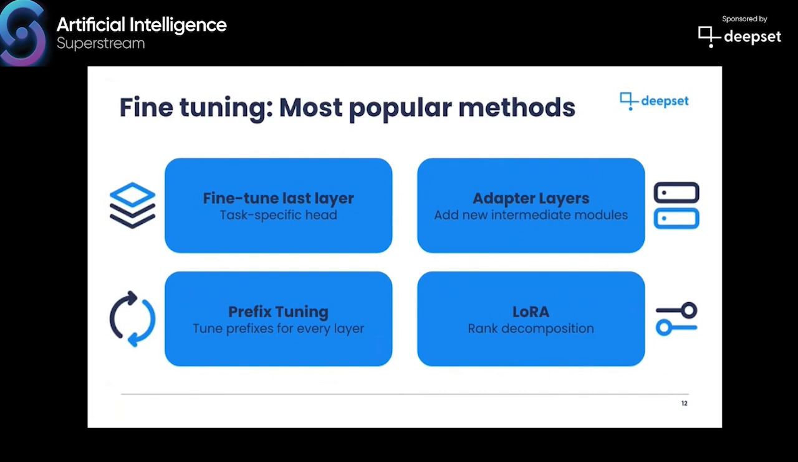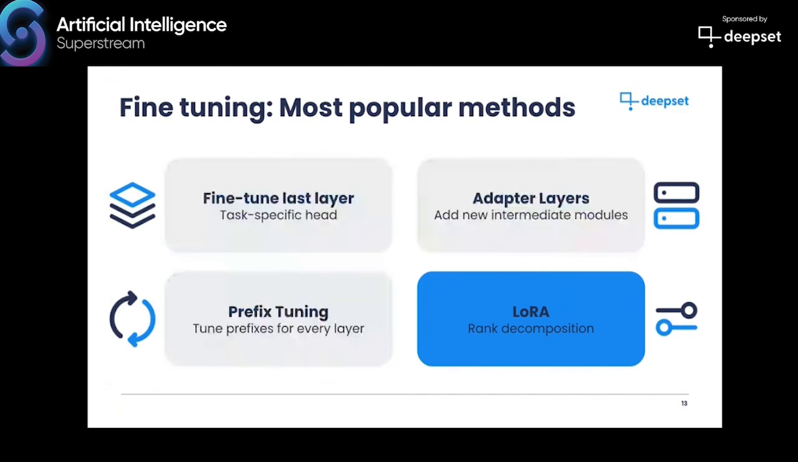Some of these methods look at the end of the model, some at the starting layers of the model, some look at certain parameters in between. That's basically how they differ. The most popular method right now, I would say, is the one on the bottom right corner. It's called LoRA, and let's double click on that.